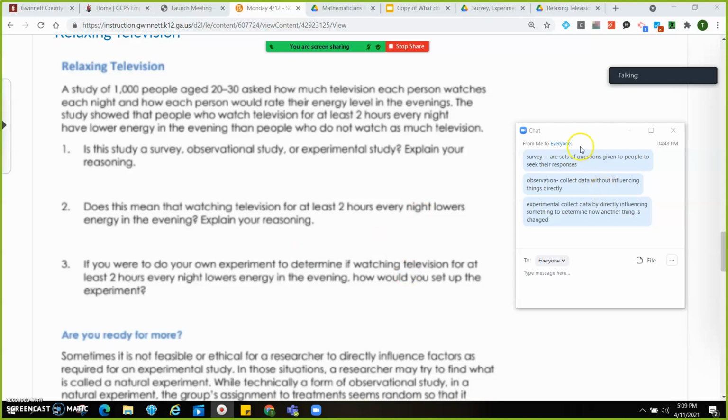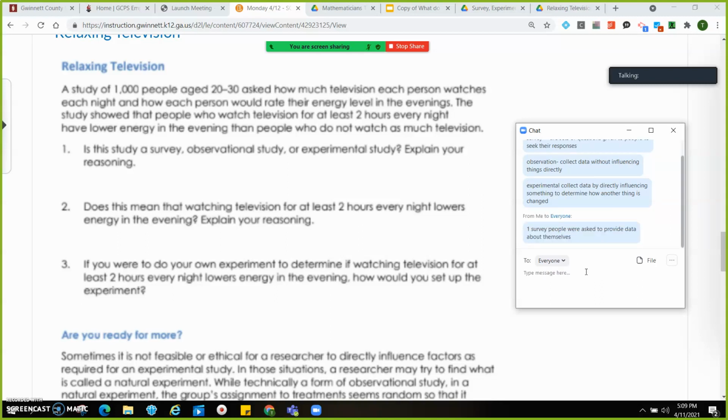So based off of our definitions over here, this would be a survey, okay? Since the people were asked to provide data about themselves. Okay. Number 2, does that mean that watching television for at least 2 hours every night lowers your energy in the evening? Explain your reasoning. No.